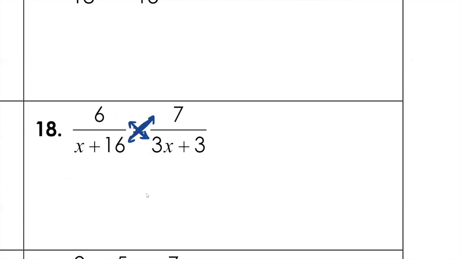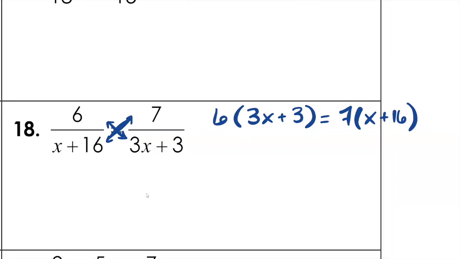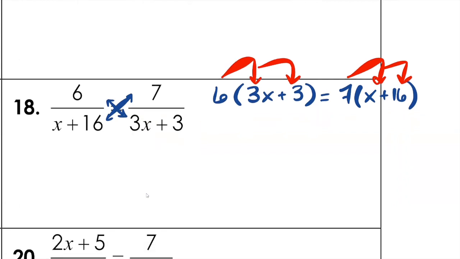So we cross multiply. 6 times 3x plus 3 equals 7 times x plus 16. Oh, yeah. Look at that beautiful thing. We got to double distribute. So 16 gets distributed. 7 gets distributed. So 6 times 3x gives me 18x. 6 times 3 gives me 18. 7 times x gives me 7x. And somebody hooked me up with 7 times 16. 112?